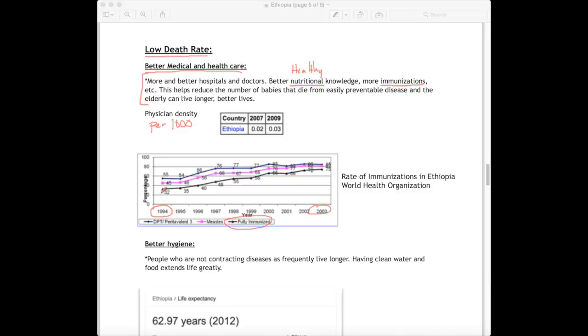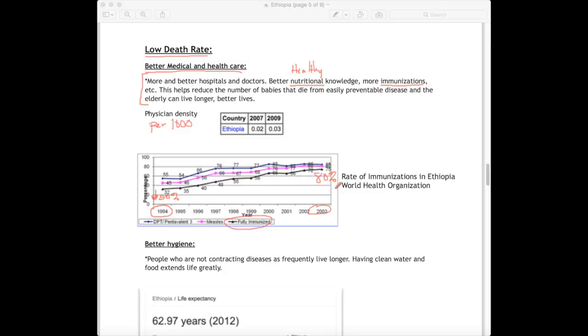In 1994, what happens in Ethiopia? Below 50% of the population is getting fully immunized. That's below 50%, so very few people in Ethiopia are getting all the immunizations that they need to live healthy. Now, by 2003, what has happened? It's close to 80% of the population.